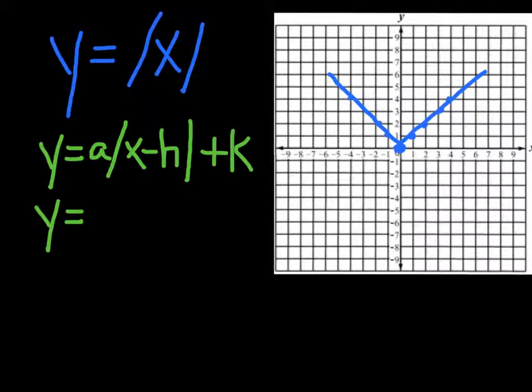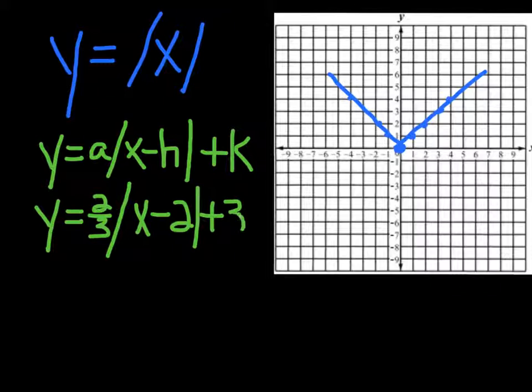y equals, let's make a be 2/3. Remember that's your slope, and it's positive, so that means it's going up. And let's go x minus 2, and then we'll put plus 3. Now let's look at that. With the parent function, y equals the absolute value of x, we have a vertex of (0, 0). Now let's look inside your absolute value bars. It has minus 2 with that x.